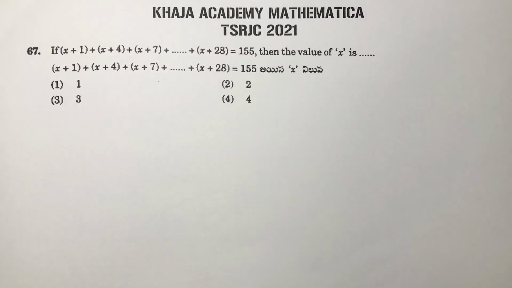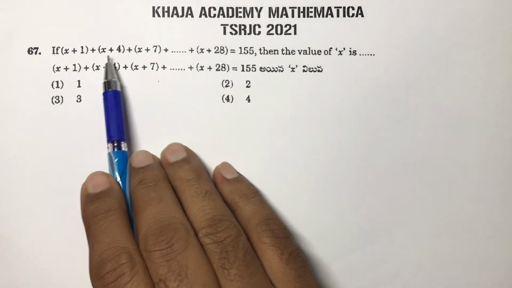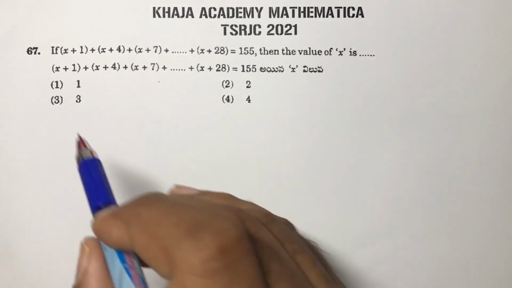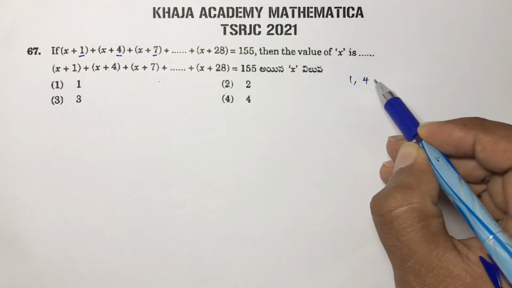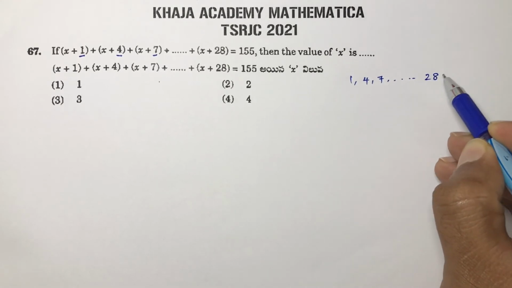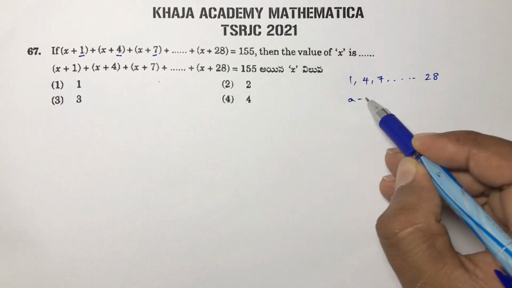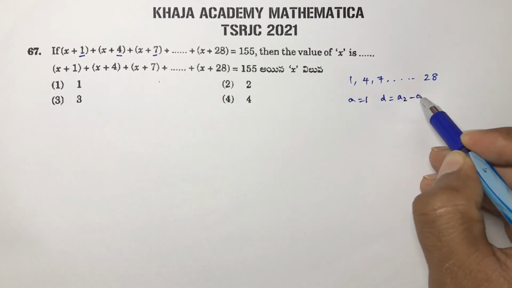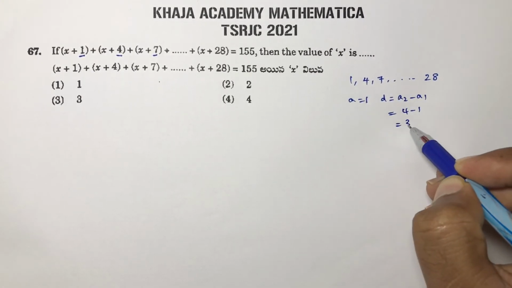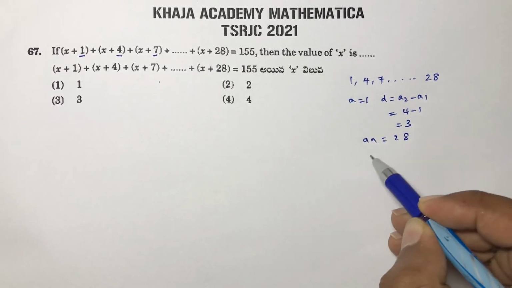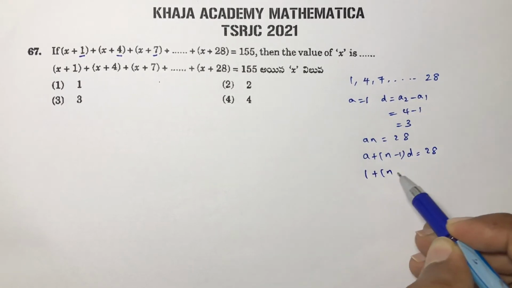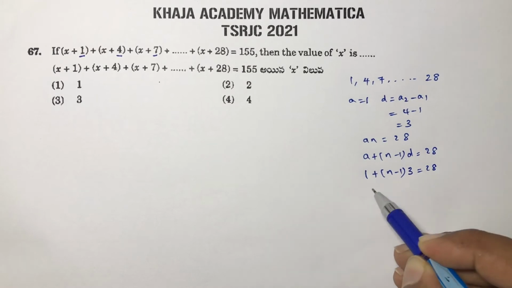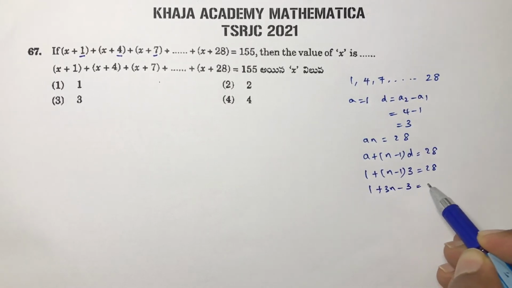If x plus 1 plus x plus 4 plus x plus 7 and so on up to x plus 28 is 155, how many terms are there, we don't know. To find the number of terms, take the series 1, 4, 7, and so on up to 28, then find the number of terms. Here a is 1, d is a2 minus a1, which is 4 minus 1, 3. So an equals 28. a plus n minus 1 into d is 28. 1 plus n minus 1 into 3 is 28. 1 plus 3n minus 3 equals 28.